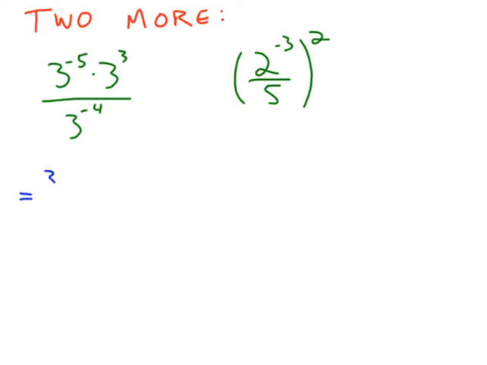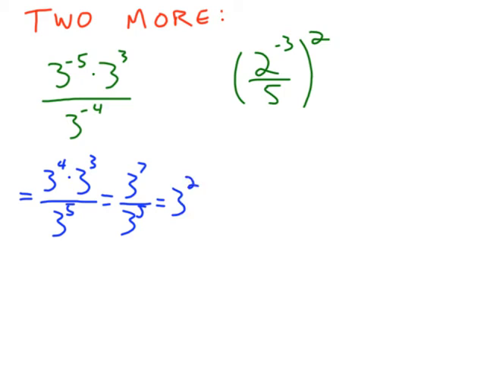So I'll rewrite this as 3 to the positive fourth, because we moved it up, times 3 to the third, over 3 to the positive 5th. All right, now, if I do my rules of exponents in the numerator, then I really have 3 to the 7th over 3 to the 5th. And that will reduce to 3 squared, because 7 minus 5 is 2. And that would be 9, is what that would reduce to in the end.